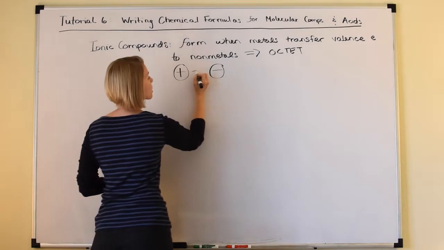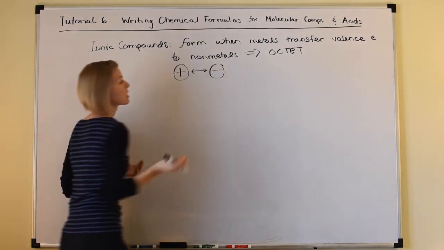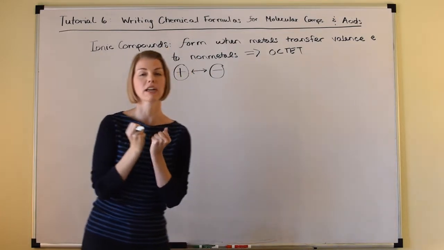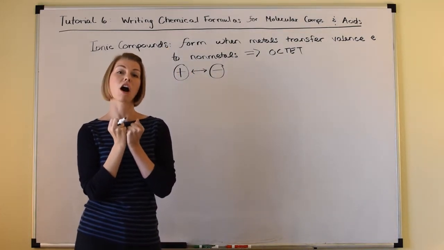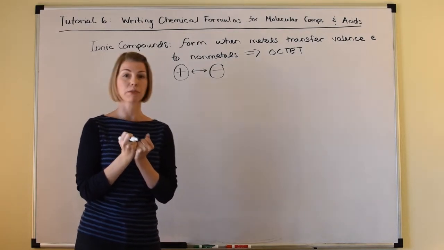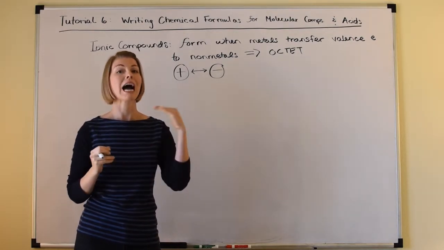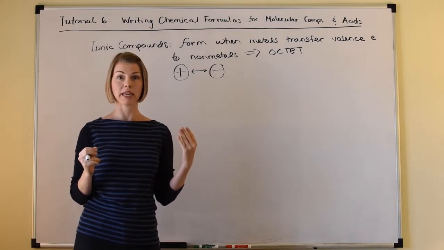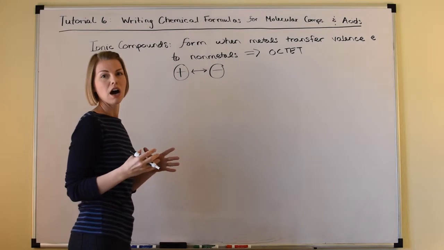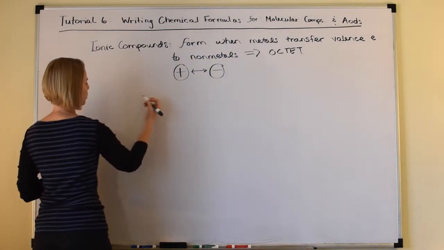And those oppositely charged ions have a strong electrostatic force of attraction that causes these ionic compounds to be crystalline solids at room temperature and pressure and to have very high melting points and boiling points. Okay, so let's take a look at the formation of an ionic compound. Just a real quick review here.